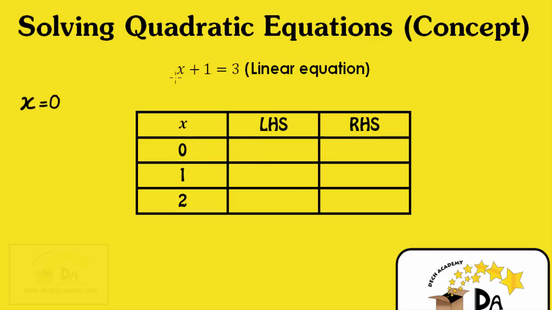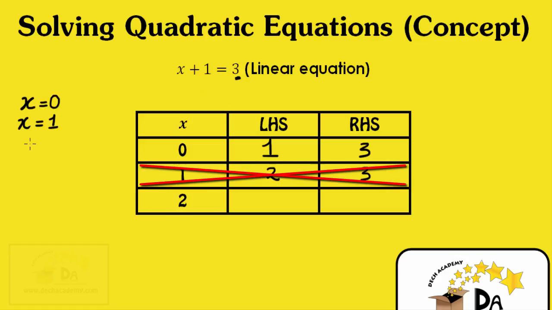So when x is 0, the left-hand side becomes 0 plus 1, which is 1. The right-hand side, as you can see, is just 3. So clearly, 1 is not equal to 3. So x equals 0 is not a solution. Let's try x equals 1. When x is equal to 1, the left-hand side has a value of 1 plus 1, which is 2. The right-hand side has a value of 3. Again, they're not equal, so x equals 1 is not a solution to this linear equation.